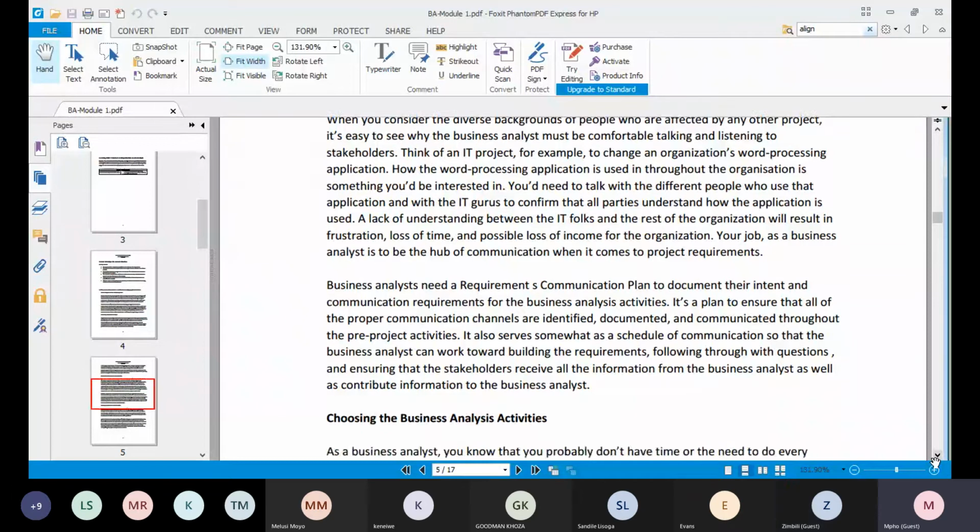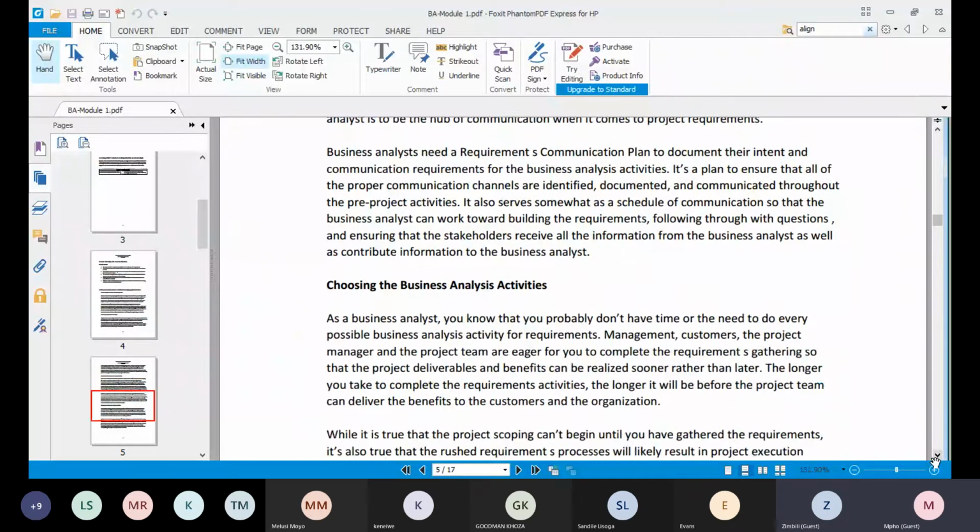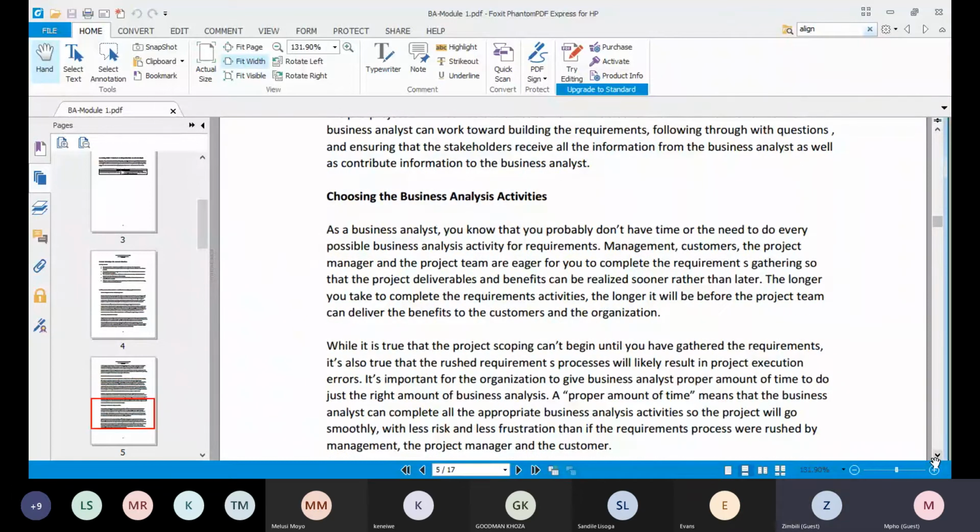And I'm going to move to the business analysis activities. Business analysis activities refer to the activities that will be done by the BA for the entire project. Like deciding what should be done, feasibility study, requirements gathering, scope development, and so on.